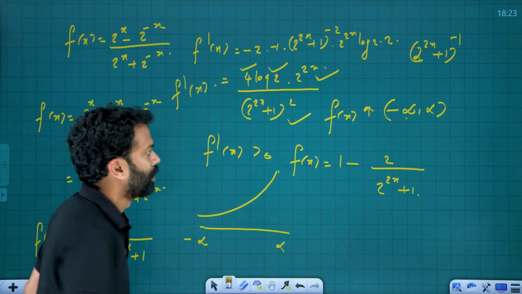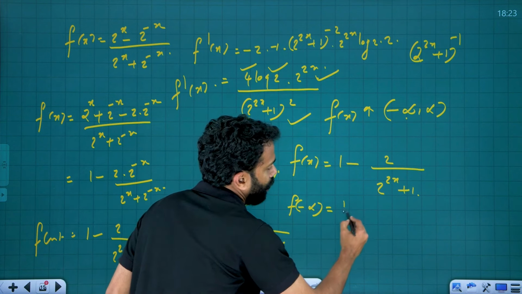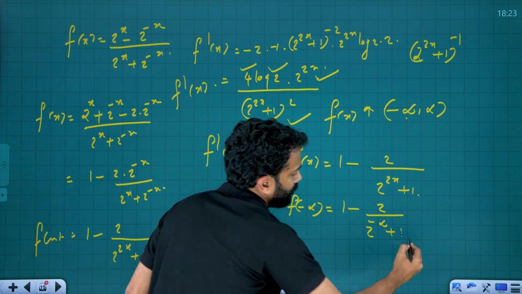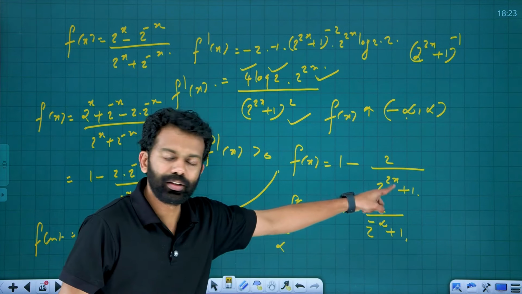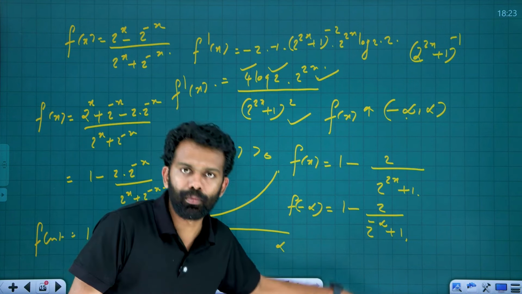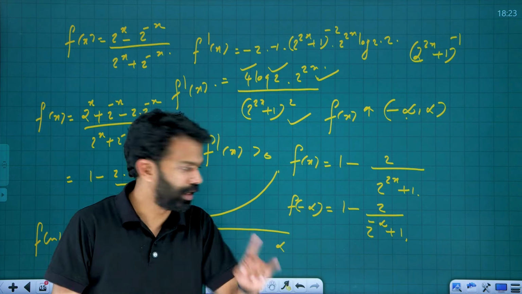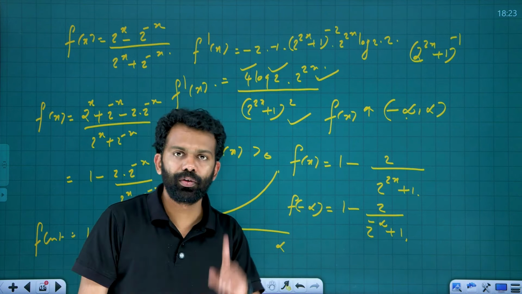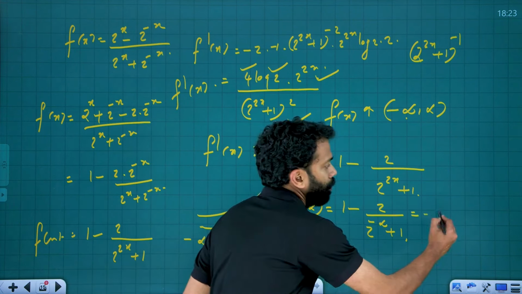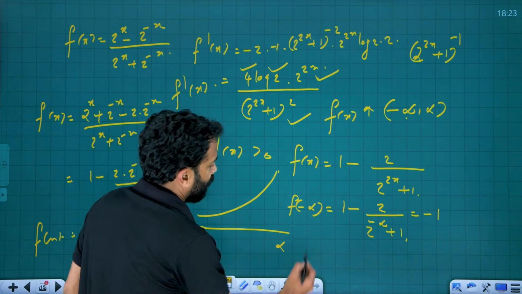Let's see what happens. What is f of minus infinity? That is 1 minus 2 by 2 raised to minus infinity plus 1. See, 2 into minus infinity is minus infinity. So, what is 2 raised to minus infinity? 1 by 2 raised to infinity. What is 1 by 2 raised to infinity? It is 0. Okay. So, 0 plus 1 is what? 1, and 2 by 1 is 2, and 1 minus 2 is what? Minus 1. Okay. And what about f of infinity?